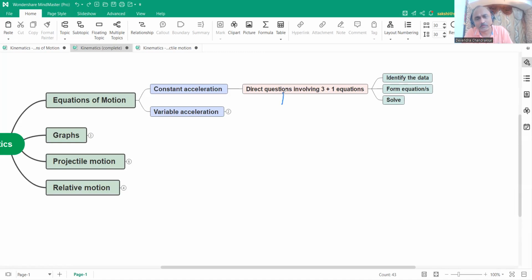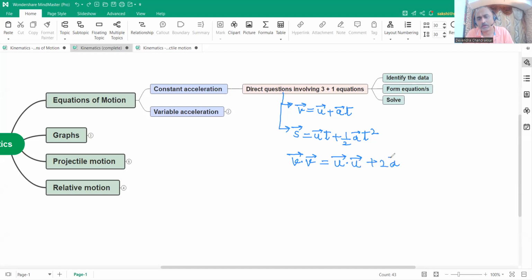So what are the three equations which we have? First one is v vector is equal to u vector plus a vector t, right? These equations are valid only for objects moving with constant accelerations. Next one is s vector is equal to u vector t plus half a vector t square. The third equation is v dot v is equal to u dot u plus 2a dot s vector, right? These are the actual formats to write the correct equations of motion.